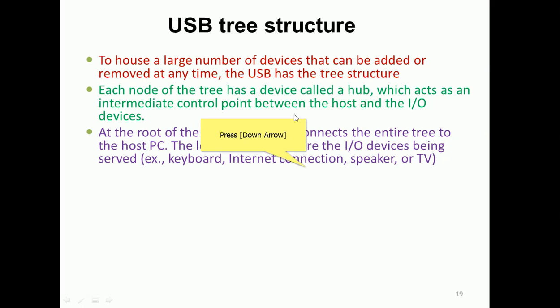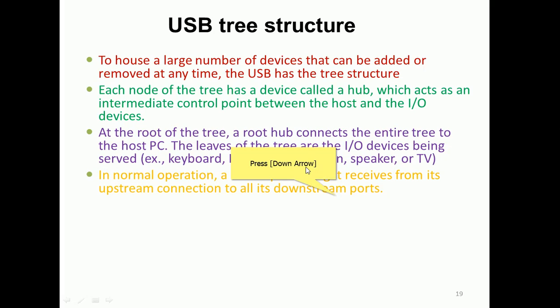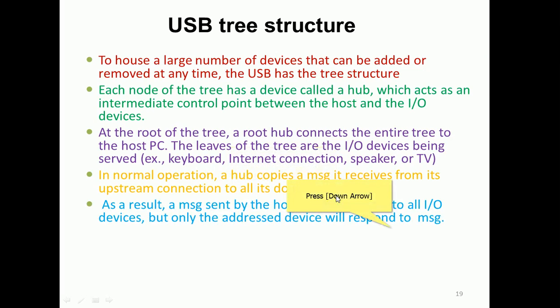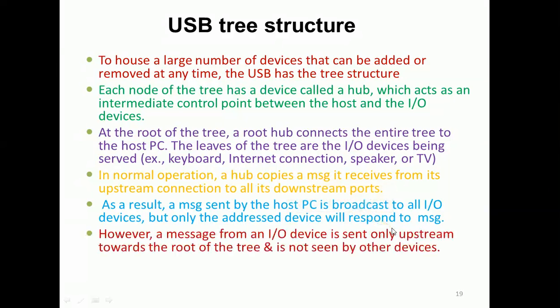So at the root level we have the processor, that is the host computer. In normal operation, a hub copies the message it receives from its upstream connection to all its downstream ports, from the processor to all other devices. As a result, a message sent by the host PC is broadcast to all devices, but only the addressed device will respond. Several devices are there in the motherboard or in the premise of the CPU, and only the identified device will respond back.